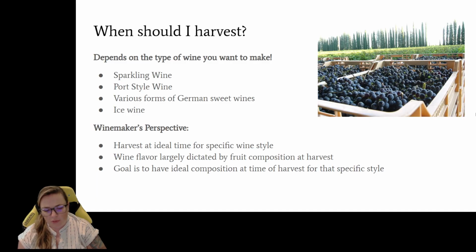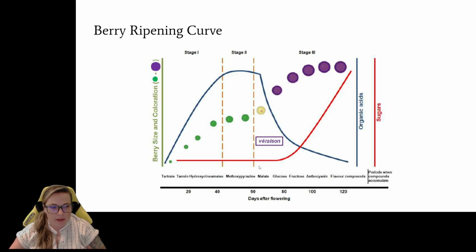So from the winemaker's perspective, we want to harvest at that ideal time for that wine style. The flavor of that wine is very largely dictated by the fruit composition at harvest. The goal is to have ideal composition at the time of harvest for that specific style, right? So a little repetitive, but still good information.